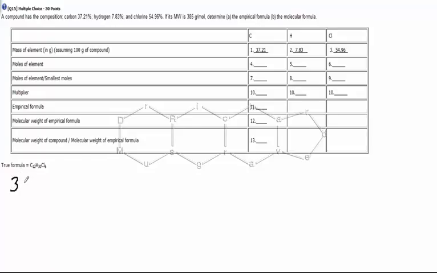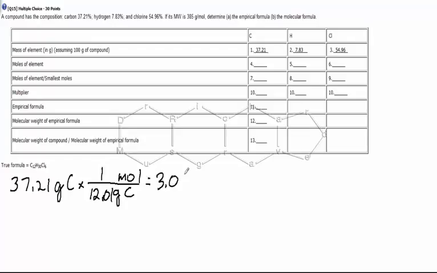So we'll start out with the carbon here. It's going to be 37.21 grams of carbon. And what we're going to do is find the number of moles first. The relationship here will be grams of C on the bottom, 1 mole, 12.01 grams of carbon, and that comes out to be 3.09 moles of carbon.